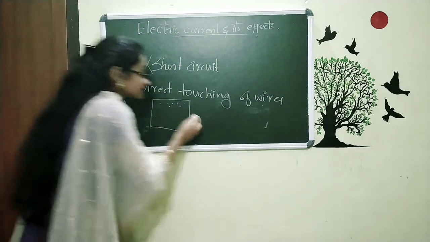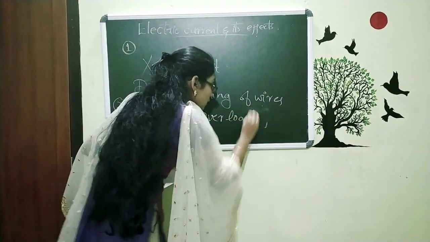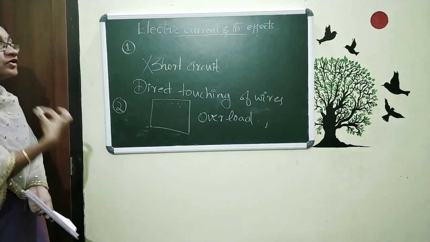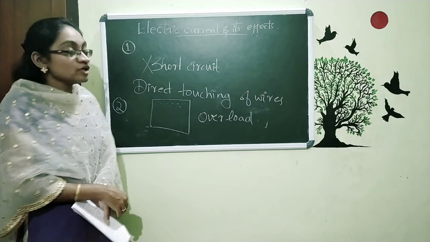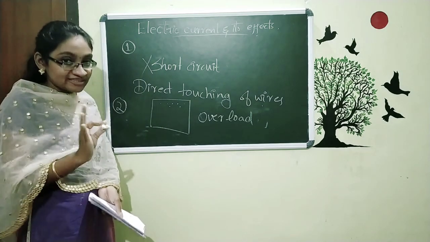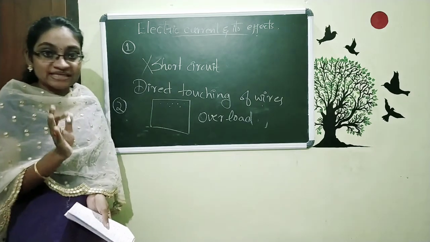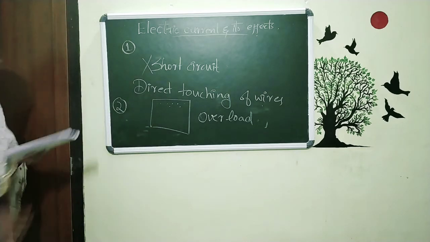Then we call it an overload, and here also a high amount of electricity will come, and that will damage our devices. So in such cases, we avoid such a situation by adding the fuse, and so we are calling this fuse a safety device. So, this is all about this area.